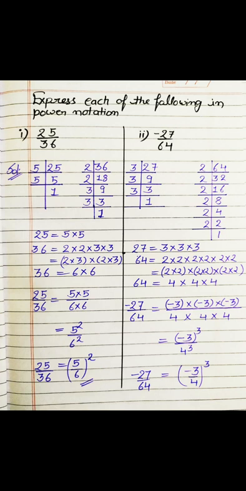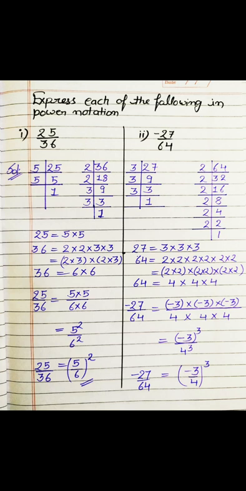But in 27 we are having 3 factors. So what we will do, we will group the factors of 64. So after grouping it as 2 into 2, we will get 4 into 4 into 4. Now both the numbers are having same number of factors. Now we can write, as this 27 is negative, so we will write each of the factors with a minus sign. It can be written as minus 3 into minus 3 into minus 3 upon 4 into 4 into 4.